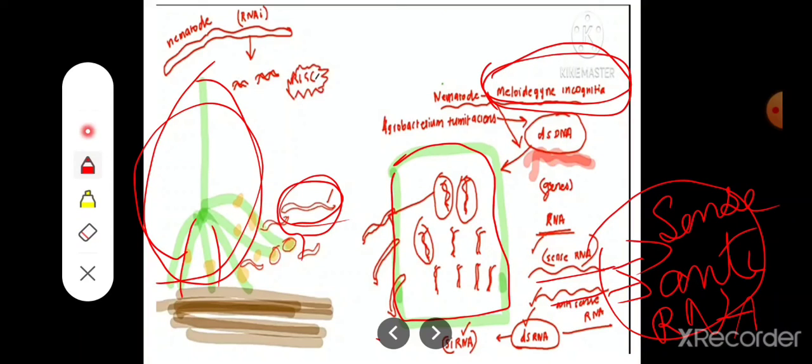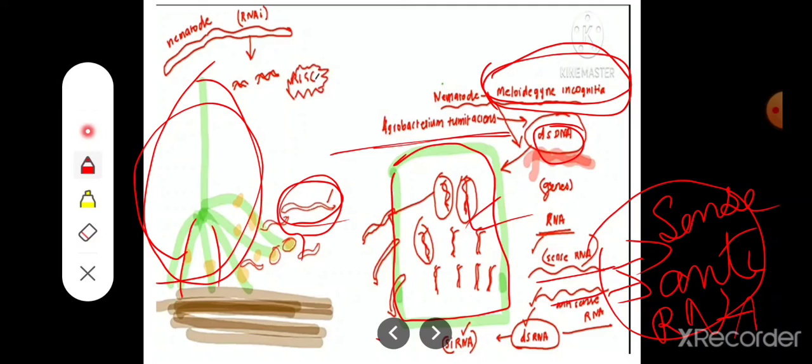Now what they are doing, so how is that double stranded DNA incorporated into the plant cell, children? For this we are using a vector called Agrobacterium tumefaciens. I hope you remember this bacteria. So this bacteria will carry the double stranded DNA into the host cell and there they will produce siRNA.